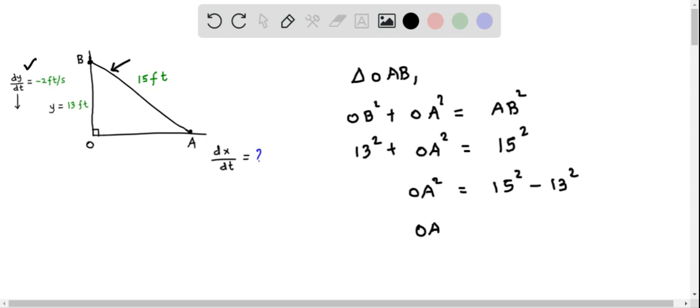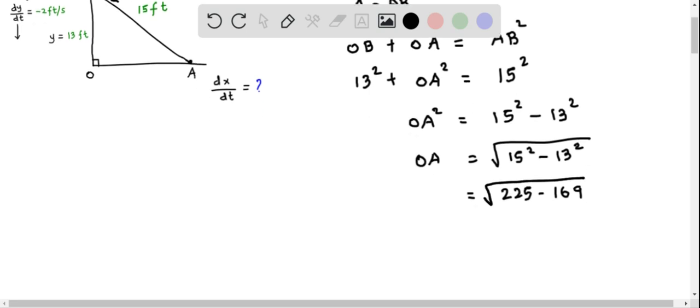So OA equals the square root of 15 squared minus 13 squared. And this equals 225 minus 169, so when you find this, we get the square root of 56. This OA basically represents the distance of the foot of the ladder from the base, which we can represent as x. So I'm going to consider this OA as x, and this is in feet.